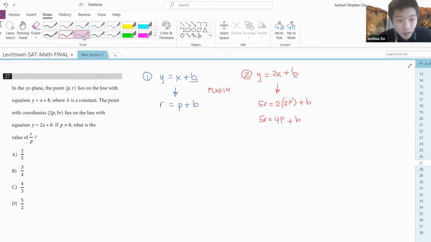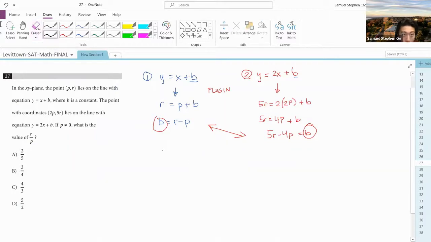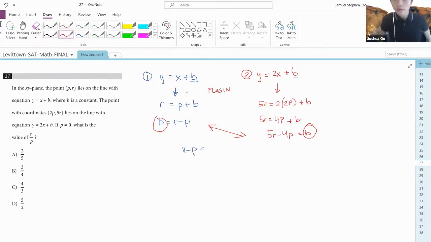And now let's quickly solve for b. For the first equation, we can simply subtract p from both sides and get r minus p equals b. For the second one, we can subtract 4p from both sides and get 5r minus 4p equals b. Now that we have b isolated, we can set these expressions equal to each other, essentially taking out the b altogether. So now we have r minus p equals 5r minus 4p.